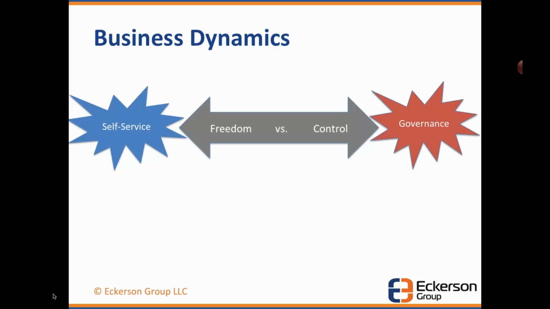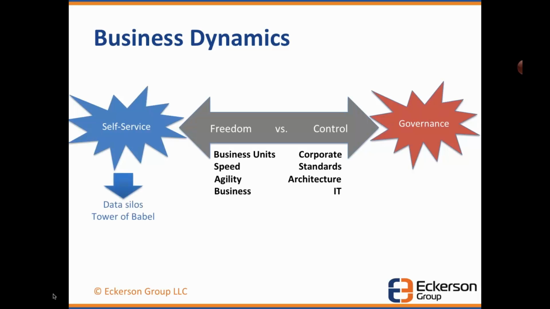Control is represented by this notion of governance that usually comes from IT or the CXO about how we're going to do things, and we'll do it in a standardized way for the benefit of the entire organization. In the BI realm, we see this tension between freedom and control exhibited in the tension between business units and corporate parent, between the need for speed in the business units versus the need for standards for the organization as a whole, the need for agility to meet customer needs rapidly, and the need for architecture to do things in a standard way to create economies of scale. Ultimately, it's the tension between business and IT.